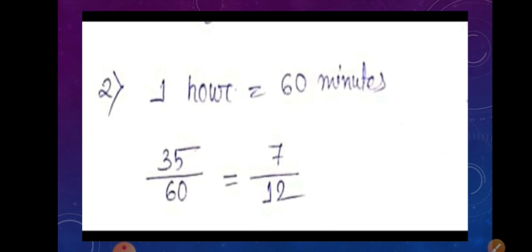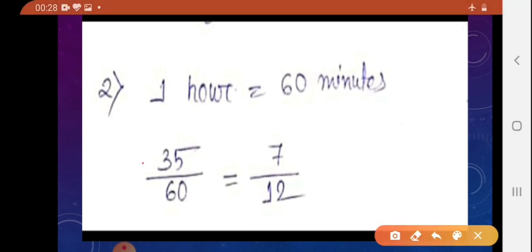So what we can say is, we can write 35 upon 60. When we reduce it, it will come 7 upon 12. Because it is asked what fraction of an hour is 35 minutes, and we know that 1 hour is equal to 60 minutes and in the question it is given 35 minutes. So 35 upon 60 will give the answer 7 upon 12.